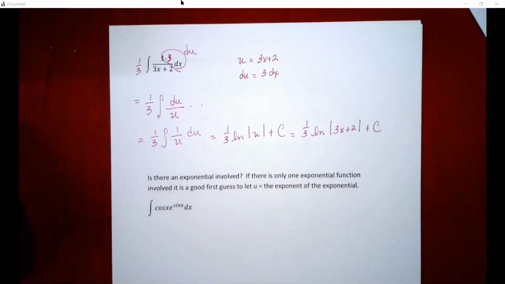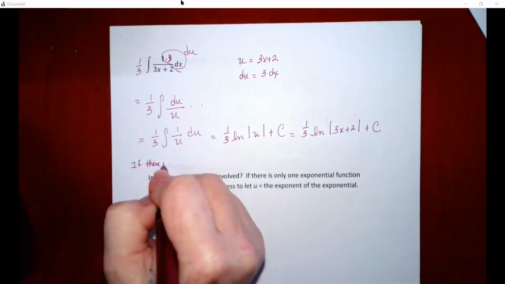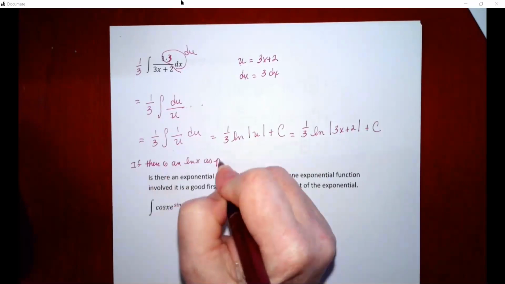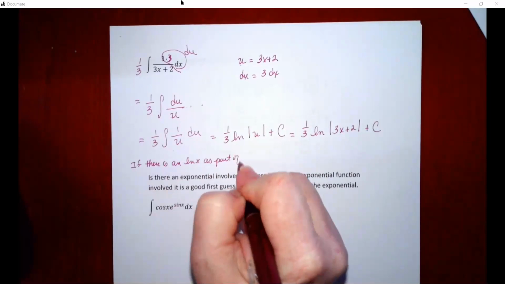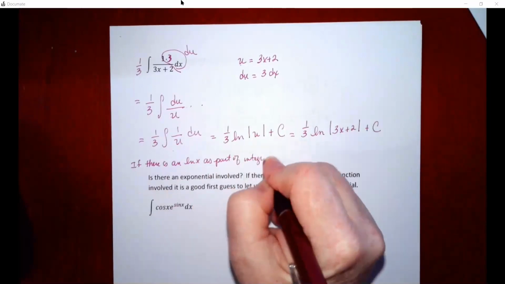Now, if we have a fraction, when are we going to perhaps not choose just what's in the denominator? If there is a natural log involved in your integral, it is probably going to be u, at least with what we know now.